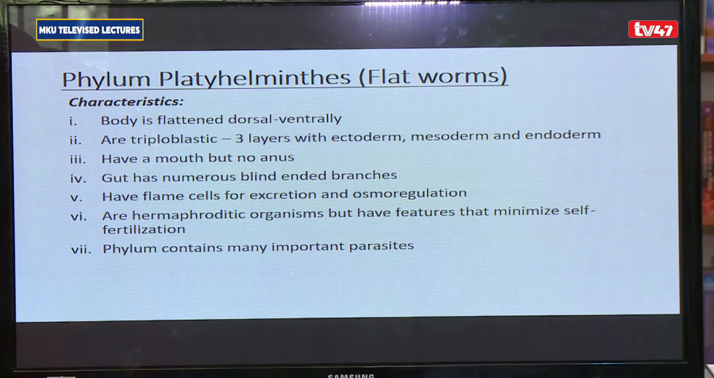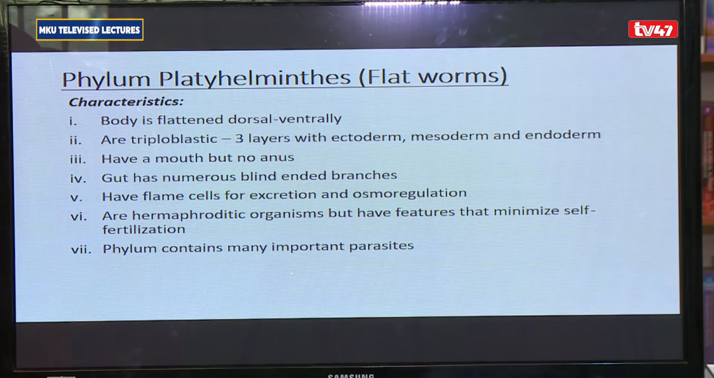Two, they are triploblastic, tri meaning three, and this is to tell us that their body has three layers of cells. The ectoderm, which is the outer one, the mesoderm, the middle layer, and the endoderm, which is the innermost layer. They have a mouth, but they do not have an anus. The gut or digestive system comprises blind-ended branches. They do have flame cells for purposes of excretion and osmoregulation.